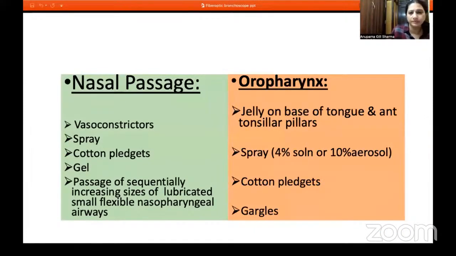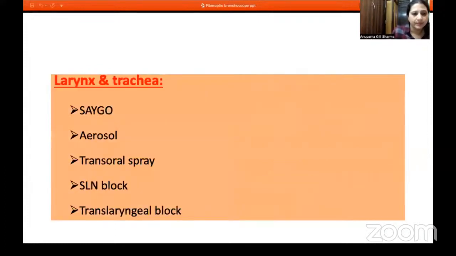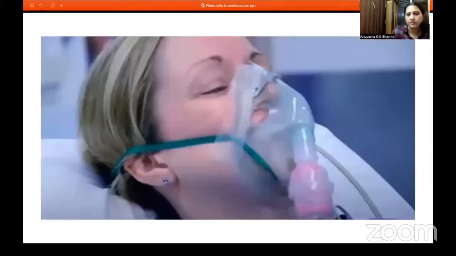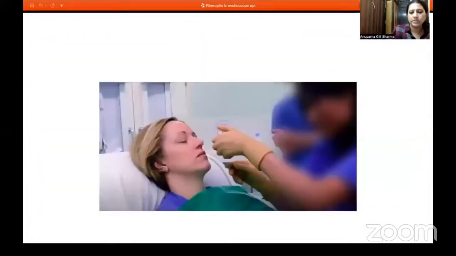Now, how to anesthetize the nasal passages and the oropharynx. For the larynx and the trachea: the spray-as-you-go technique, aerosol through nebulization, transoral sprays, and superior laryngeal and translaryngeal nerve blocks. This is to show how a patient is being prepared for an awake fiber optic intubation. So this is a nebulization.